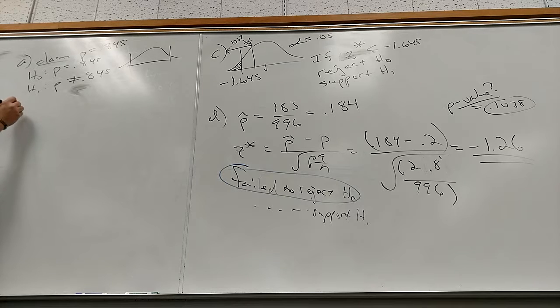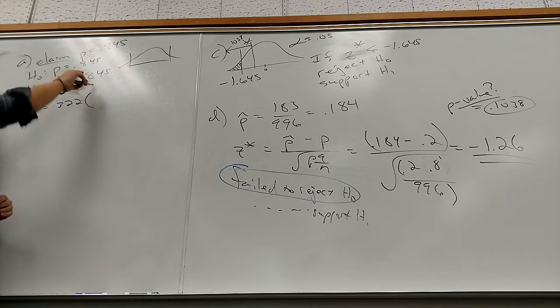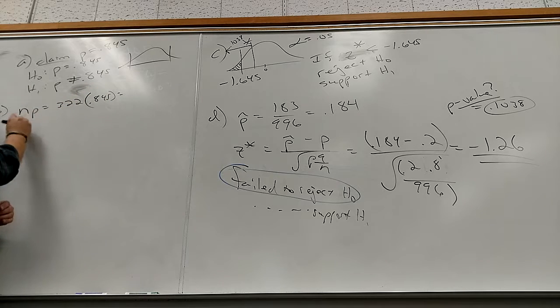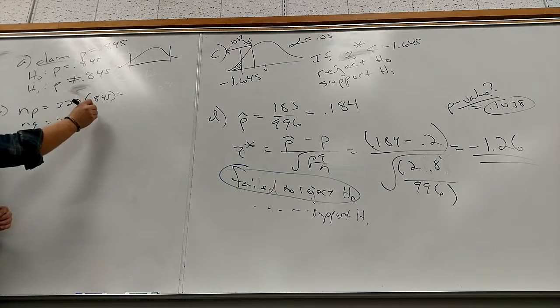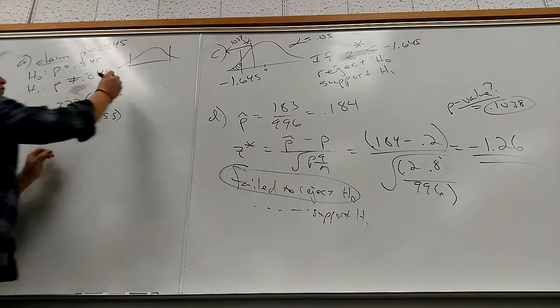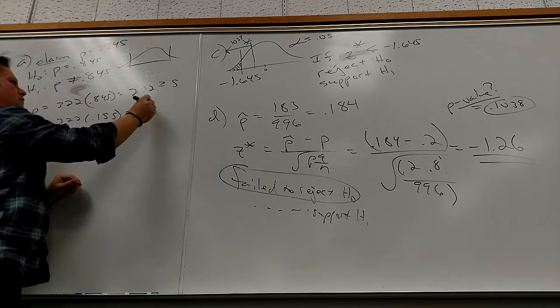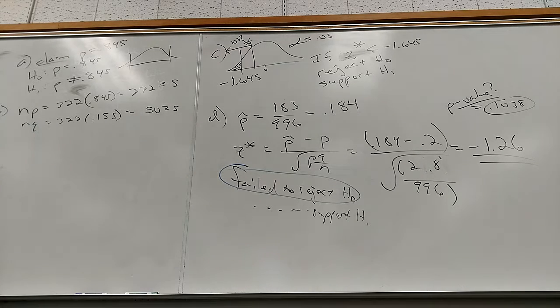What do I check here? What's n? 322? And what's p? 0.845. Is that at least 5? So what's 322 times 0.845? 272 roughly. That's at least 5, and then this is going to be 50 roughly. That's at least 5. So what's that mean? Normal enough. I could do something. What can I do specifically? Use z-scores. I love it. Never use t-score with an npq problem.